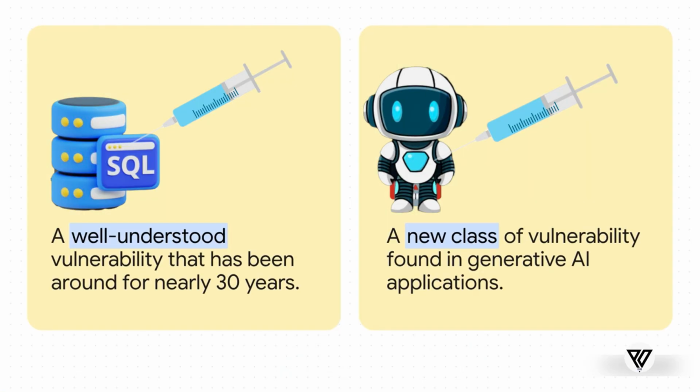So, this is the big question, isn't it? You've got SQL injection on one side, this vulnerability we've been battling for decades. And on the other, you have prompt injection, this brand new beast that came along with the AI boom. They both have injection in the name, sure, but are we really dealing with the same kind of problem? The answer, as you're about to see, changes everything about how we need to approach building secure AI systems.